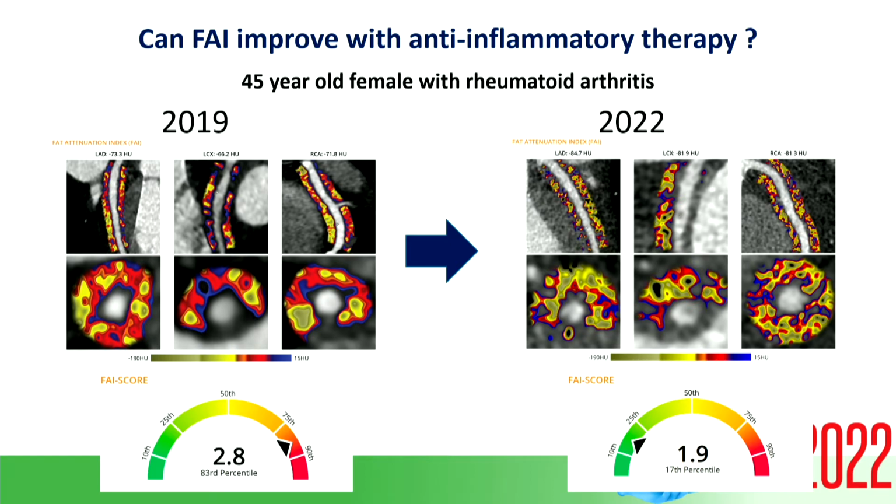On the left is her coronary CTA from 2019, and on the right is the CTA from 2022. And what we can see is in 2019, she was at the 83rd percentile. She subsequently was treated with aspirin, statins, and also a TNF inhibitor, which is a biologic agent that lowers inflammation. And now the Phi score for her is at the 17th percentile. So we see a significant reduction in coronary inflammation as assessed by Phi with the use of anti-inflammatory therapy.